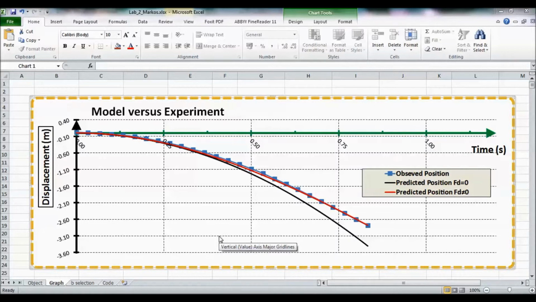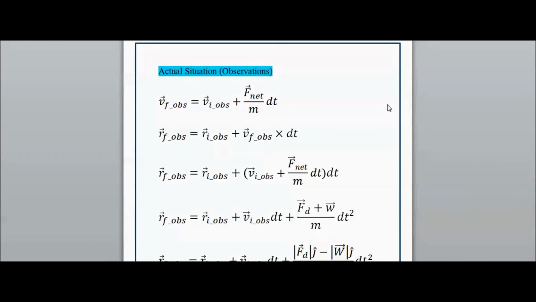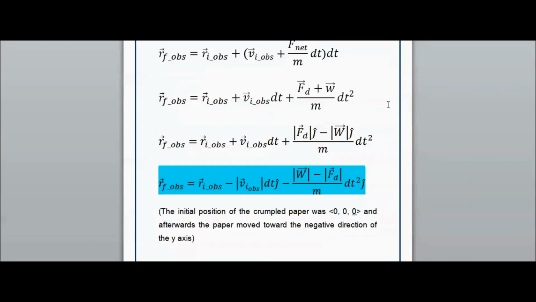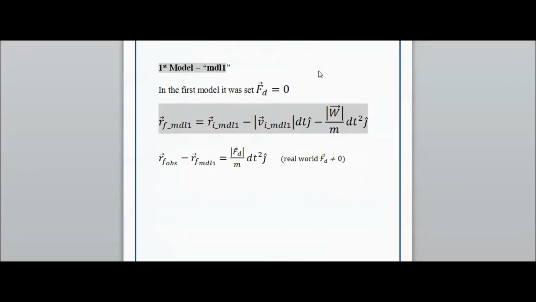The second model, which includes both the effect of gravity and the effect of drag, predicts well the falling motion of the paper. Applying Newton's second law, we can find the actual displacement of the crumpled paper. In the first model, the predicted displacement does not depend on the drag force. The difference between the observed and the predicted displacement is proportional to the real drag force acting on the crumpled paper.